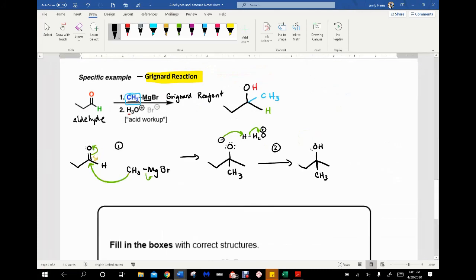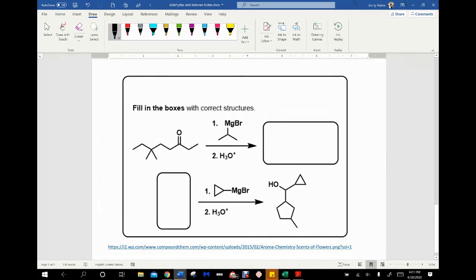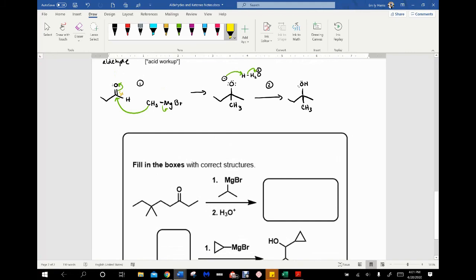All right, so last two practice problems before we send you on your way. It says fill in the boxes with the correct structures. On the first one, it asks us to predict the product, and on the second one, it asks us to predict the reactant. So we know in a Grignard addition, we've got our Grignard reagent with the magnesium bromide, and then our second step is going to be acid. In this case, we're starting with a ketone.